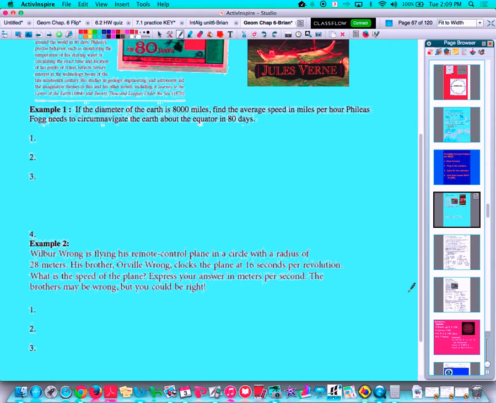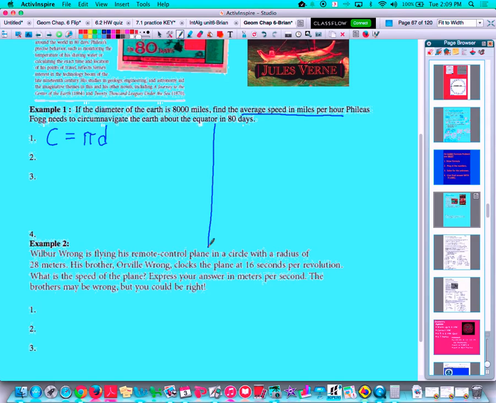So let's take a look at our formula here. Circumference is equal to pi times diameter. So we're going to write that down. But notice that we're going to have to get an average speed in miles per hour as well. So actually, we're going to have a couple parts here. Let's think about the speed calculation.